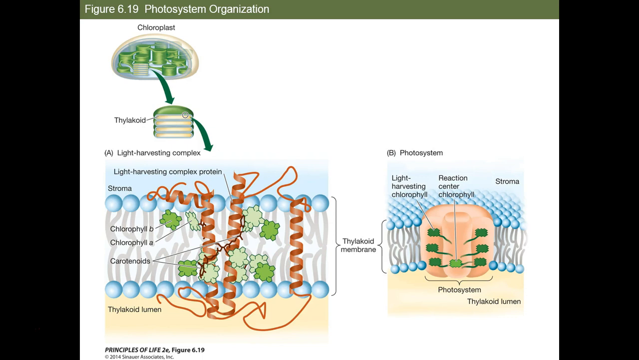Figure 6.19, shown here, illustrates what a photosystem looks like. In the center, you have the reaction center surrounded by light harvesting pigments. Those pigments will absorb and transfer that energy to the reaction center.